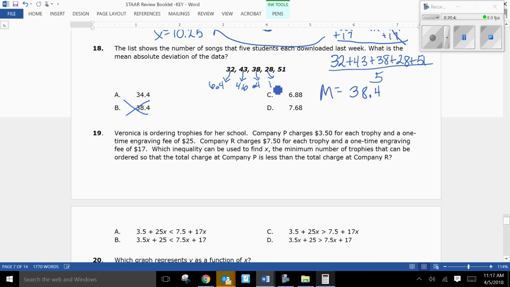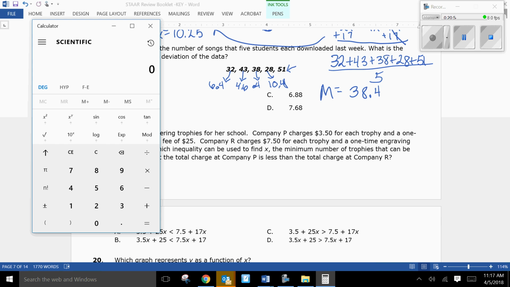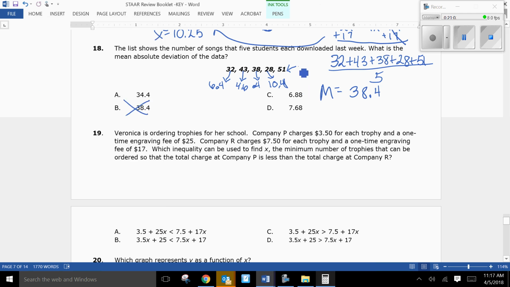28 is 10.4 away. And then 51, I'm going to have to subtract that one too. So 51 minus 38.4 is 12.6 away. So now I have found the distance that all of these are from 38.4. How far are they from it?